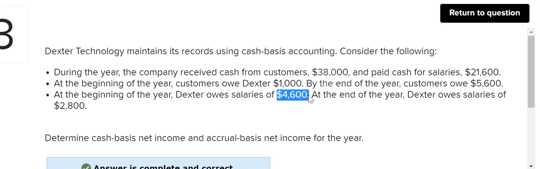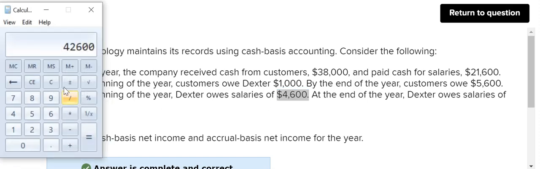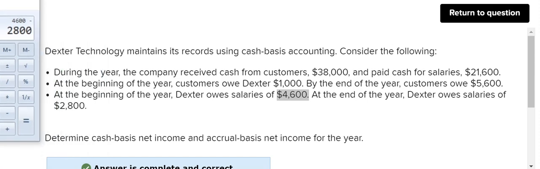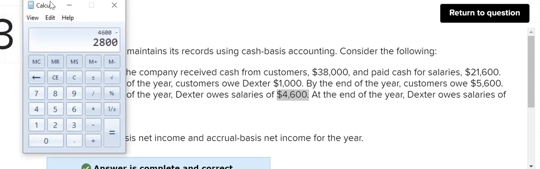It says they owed 4,600 last year, and they paid some of that off. So the difference here, if I calculate the difference between 4,600 and 2,800, that amount is what I've paid in expenses from last year. So this much actually is not an expense to us in the current year. If I take 21,600, that's the total expenses they've paid, and I subtract 1,800 off, that's how much their expenses have been for this year.